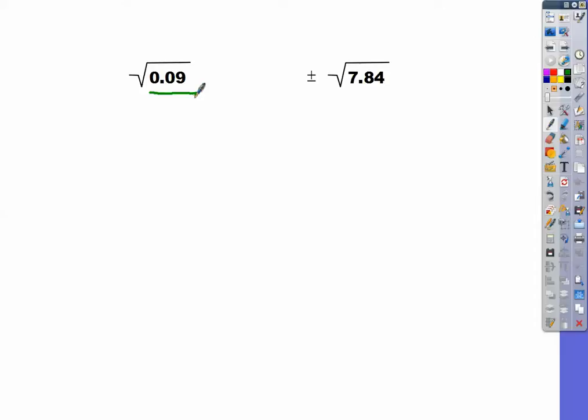So what's another way of writing 0.09 as a fraction? Well, it is 9 hundredths, 9 over 100. So the square root of 0.09 is just equal to the square root of 9 over 100.